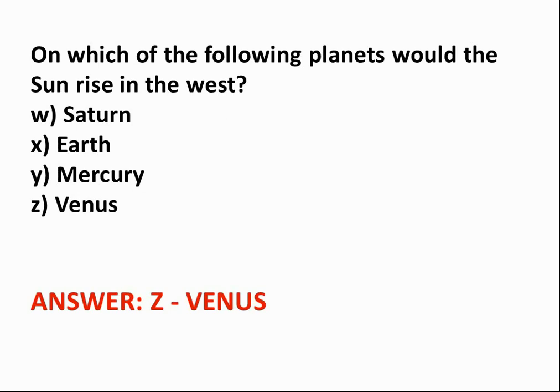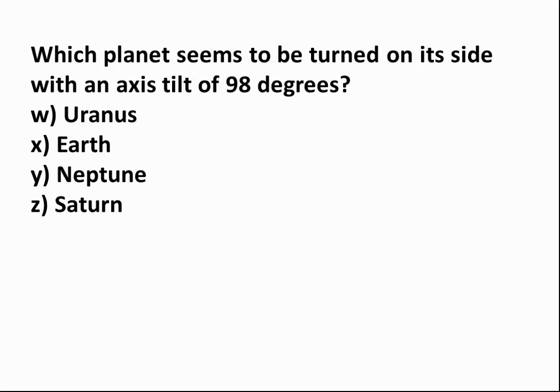Answer: Z. Venus. Which planet seems to be turned on its side with an axis tilt of 98 degrees? W. Uranus. X. Earth. Y. Neptune. Z. Saturn.